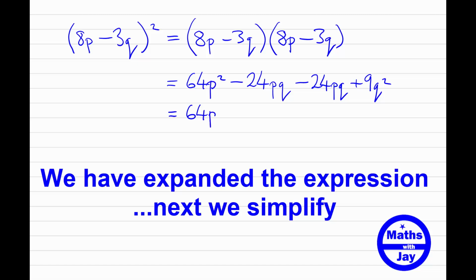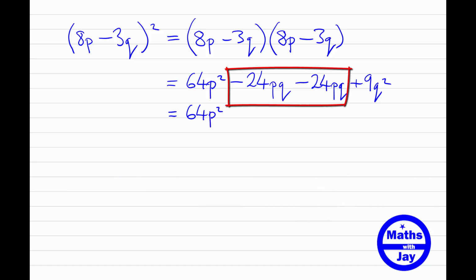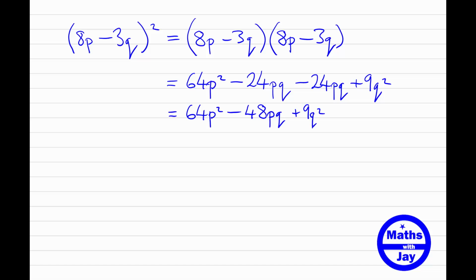And we can tidy that up a bit. So the 64p squared stays the same. But we've got minus 24pq and another minus 24pq. So altogether we're taking away 48pq. And then the 9q squared stays as it is. So that's as simple as we can make that.